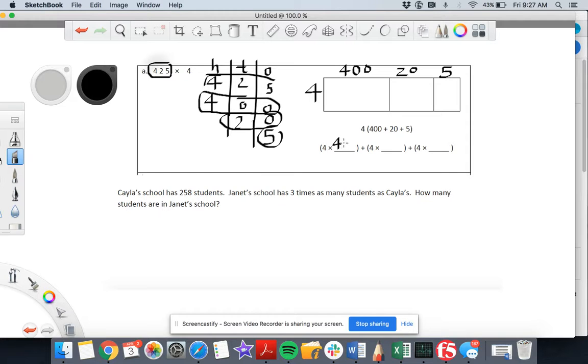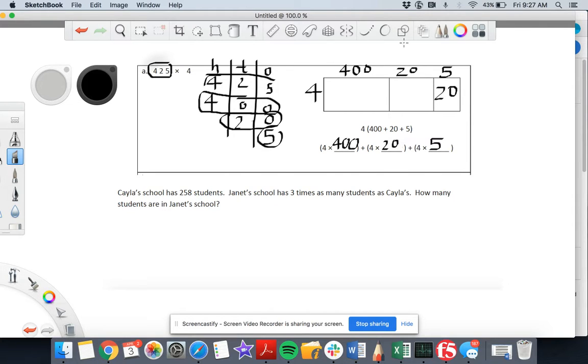And let's also write this down here. So I know that I'm going to multiply all of these numbers. So I'm going to multiply 4 times 400, 4 times 20, and then 4 times 5. And let's simply write our product, our answer in multiplication, in these boxes. So let's start over here first. 5 times 4. Let's count by 5s. 5, 10, 15, 20. I know that 5 times 4 is 20.